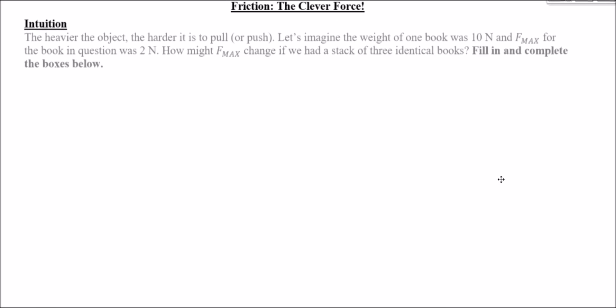Just let's use some intuition now, some sort of educated guesswork. It's fair to say that the heavier an object is, the harder it is to pull or indeed push. So let's imagine the weight of one book was 10 newtons, say, so about 1 kilogram. And let's imagine the maximum frictional force for the book on the surface, for example the table, let's say that's 2 newtons. So how might the maximum friction change if we actually had a stack of 3 identical books, one on top of the other? So using your intuition and having an educated guess, I want you to fill in and complete the boxes below.